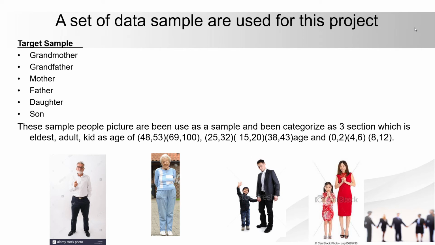A set of data samples is used for this project. Target samples: grandmother, grandfather, mother, father, daughter, son. These sample pictures are categorized into 3 sections, which are elders, adults, and kids. Elders are in the range of 48 to 100, adults in the range of 15 to 43, and kids 0 to 12.